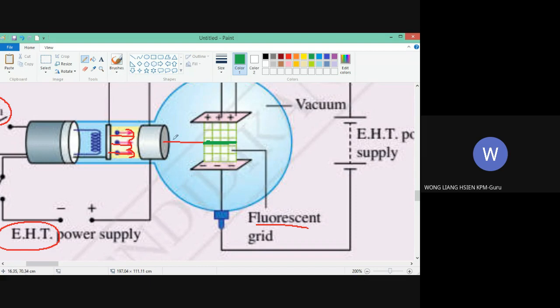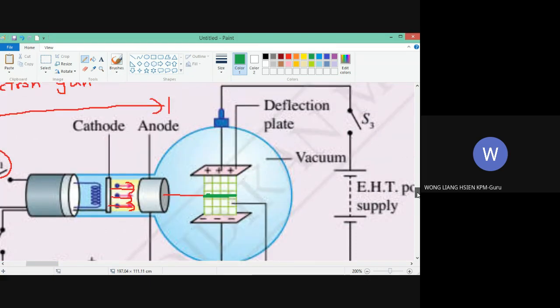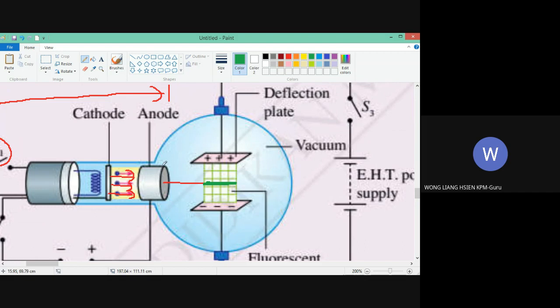Okay, this anode you see, it looks like a cylinder right now. Because this anode is special, it is not the same as the anode just now. The anode in the thermionic diode is just a flat piece of metal. But this anode is different. It has a special structure that can focus the electron beam.